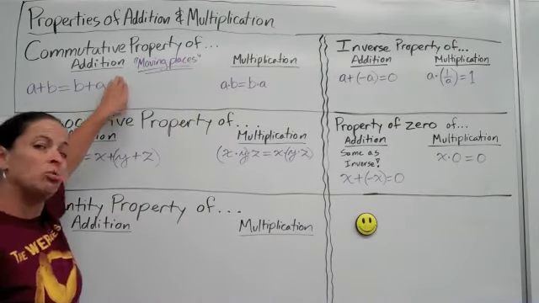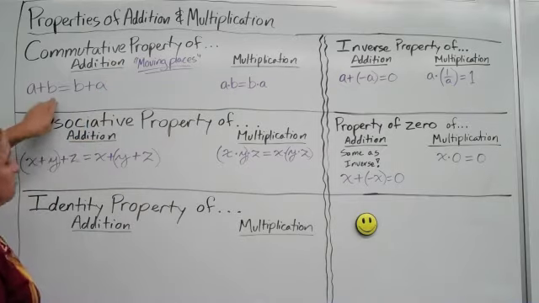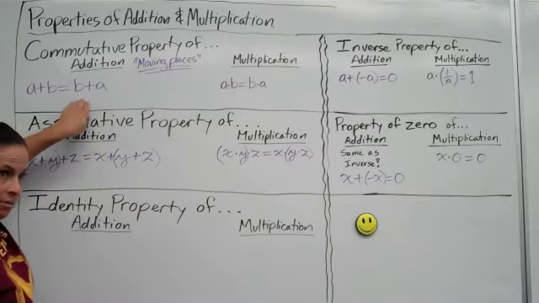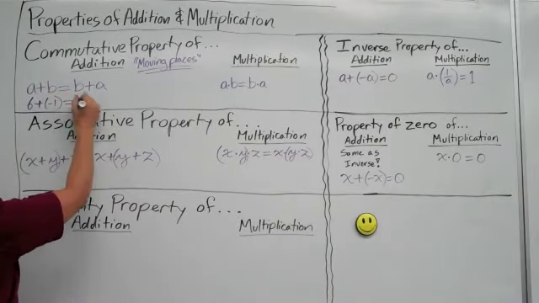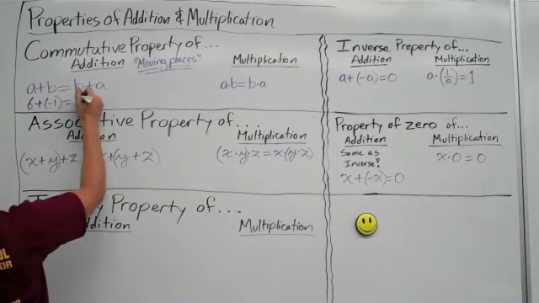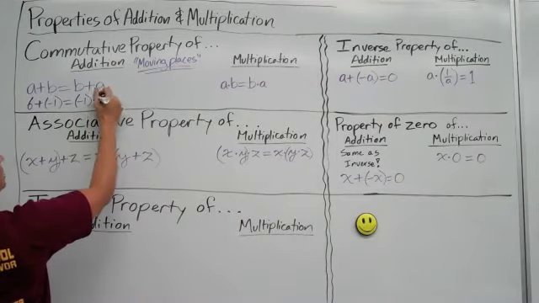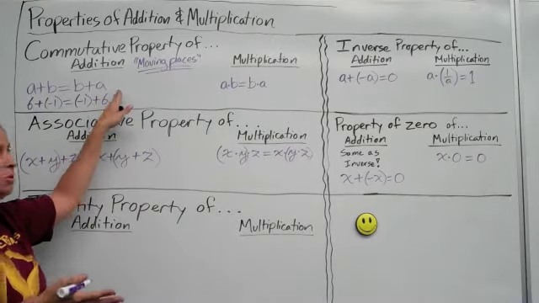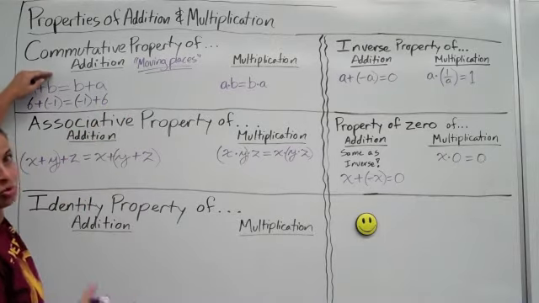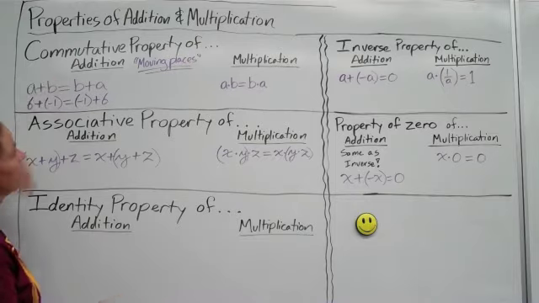So in addition, what does that look like? Well, A plus B is the same as B plus A, right? If I do 6 plus negative 1, that is the same as negative 1 plus 6. And this property can work with multiple numbers. I'm just giving you an example where there's only 2 numbers at this moment.